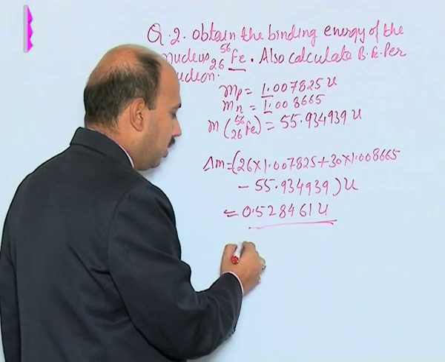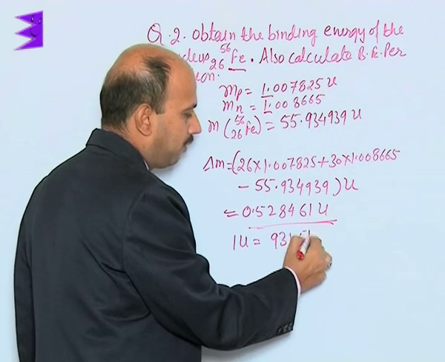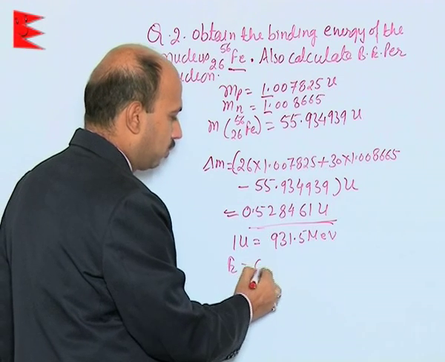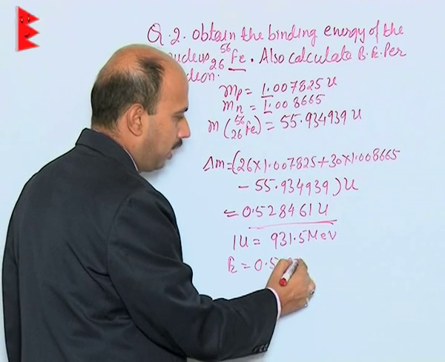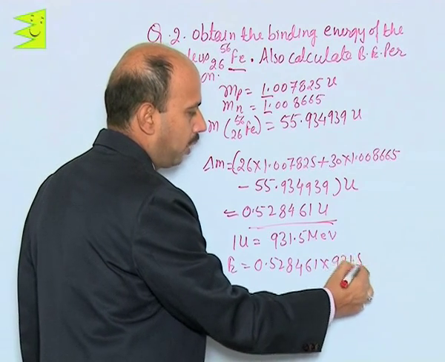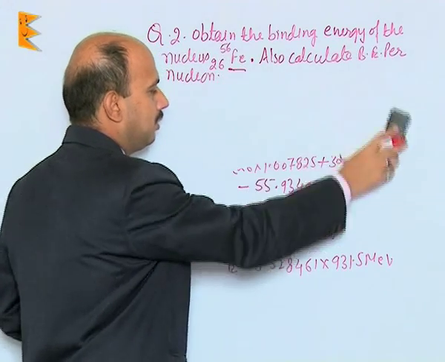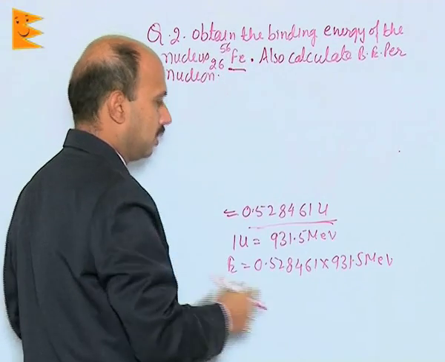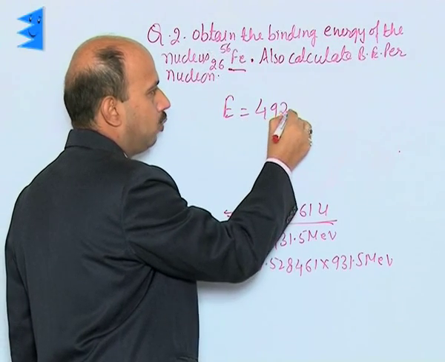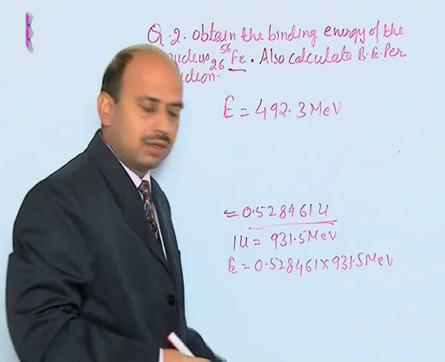We know that energy 1 U is equal to 931.5 mega electron volt. So we can write E is equal to 0.528461 into 931.5 mega electron volt. We can multiply this and get the total energy. The total energy will come out to be approximately 492.3 mega electron volt.